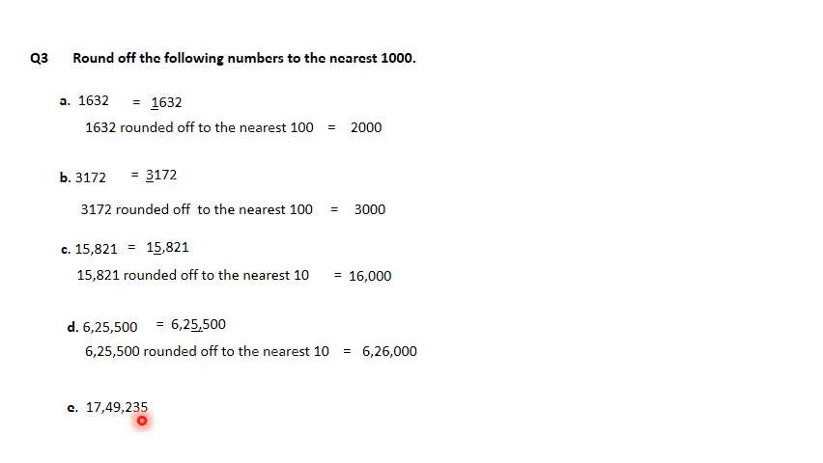Next, 17,49,235. First we'll underline the thousands place. The thousands place is 9. Now look at the hundreds place. The hundreds place is 2 here, which is less than 5. So the hundreds, tens and ones will be replaced by 0, and the remaining will remain the same. So your answer is 17,49,000. That means 17,49,235, when rounded off to the nearest thousand, your answer is 17,49,000.